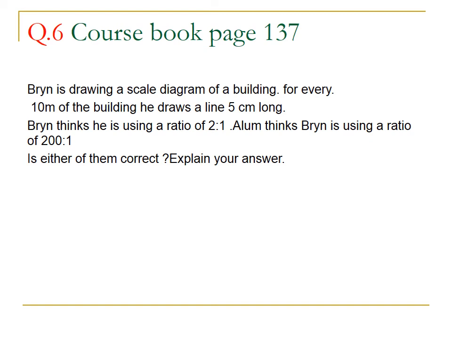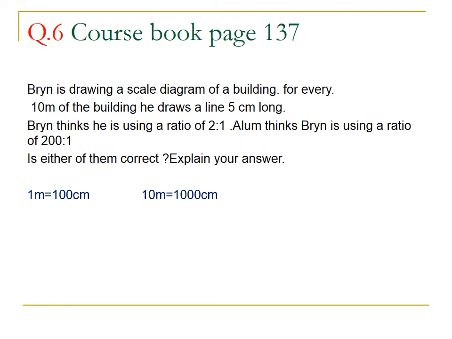He directly writes the ratio 10 meters to 5, then he simplifies it, dividing both by 5, and he gets 2 over 1. But this is wrong. Why is it wrong? Because he didn't convert the meters to centimeters. When you want to write a ratio, first you have to convert meters to centimeters. That means you have to make both units the same.